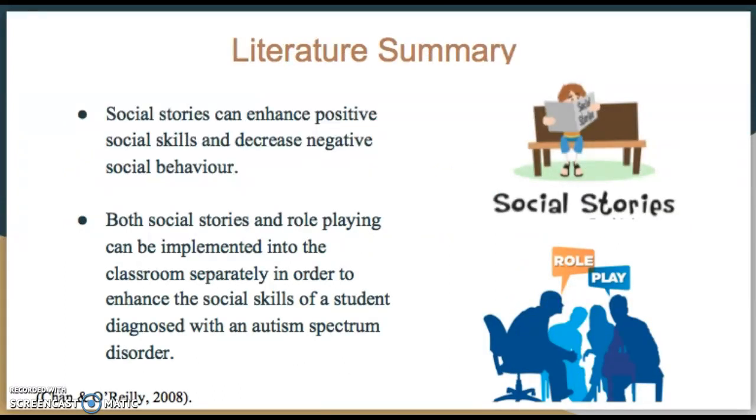I researched different strategies that could be implemented in the classroom to enhance the social skills of a student diagnosed with autism. Many authors had a common goal, which was to enhance the social skills of a student with autism in kindergarten. However, each author approached the questions differently.